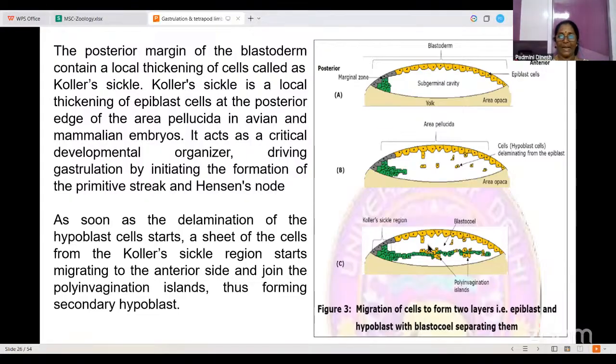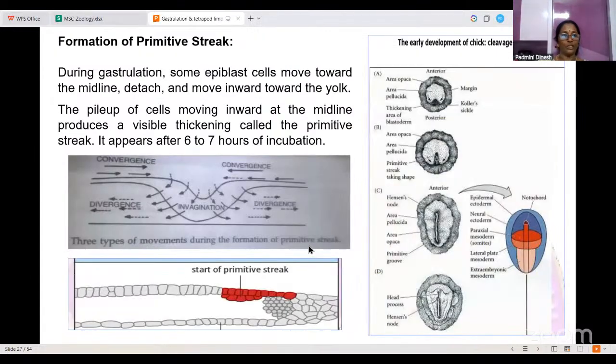So as soon as the delamination of the hypoblast cells starts, they form a sheet of cells from the Koller region. From the Koller region, you can find how the sheets are going to migrate to the anterior side and join the invagination islands, thus forming a secondary hypoblast. How the secondary hypoblast is going to be formed, we'll be talking about this.